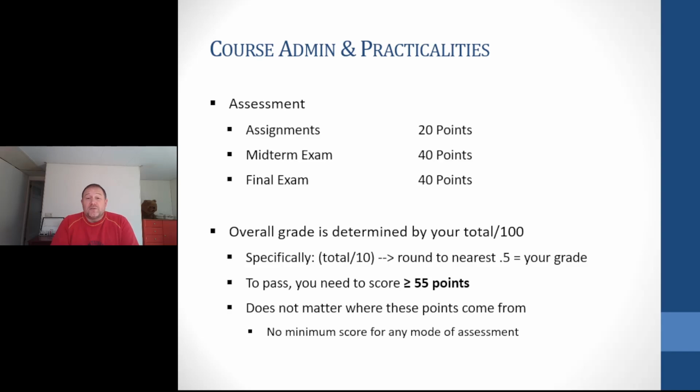Really, what matters here is points, because points make prizes. So there's 100 points going, and your grade is going to be determined by your score out of the 100 possible points. Specifically, I'm going to take your score, divide it by 10 and then round to the nearest 0.5. That gives me your grade. To pass the class, you need at least 55 points or more.